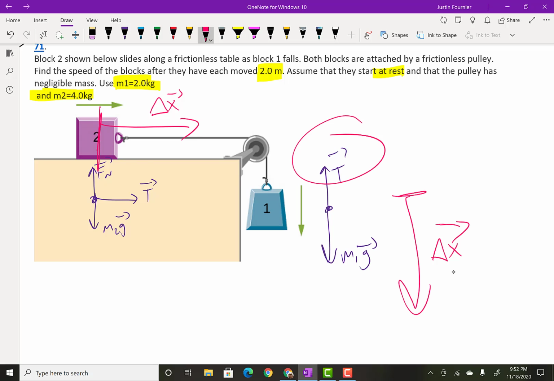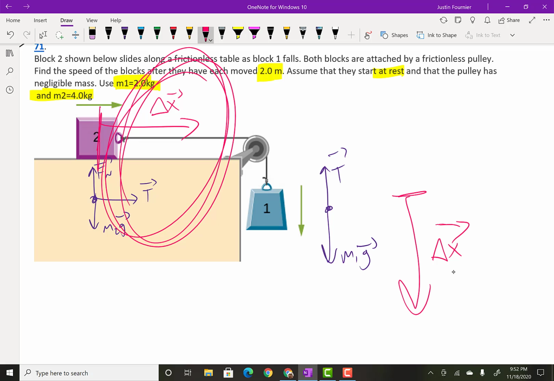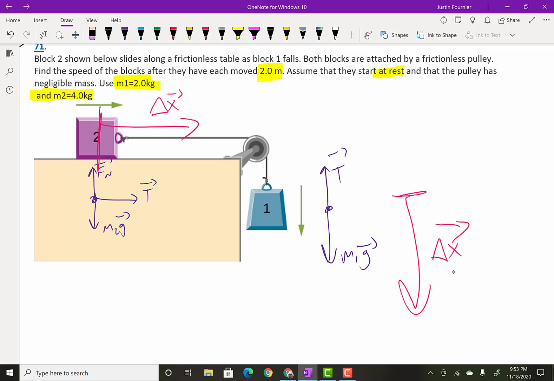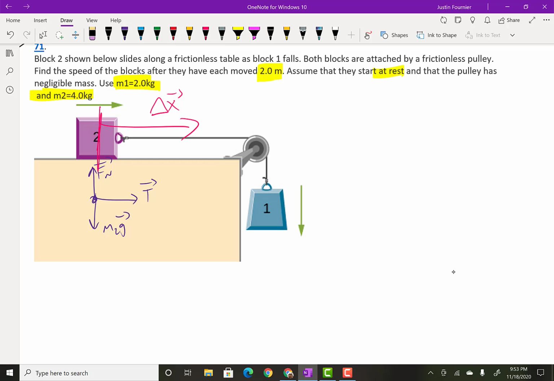So the tension forces are the same. We know this because they're in the same rope, it's a massless pulley, etc. We've done this multiple times. But here, the work done by the tension force, which is a non-conservative force, is positive with this displacement. The work done by the tension force here, they're pointing in opposite directions, so it's going to be negative. So basically the work done by the tension force on object 2 is opposite the work done by the tension force on object 1, and they cancel out, so I don't need to worry about the work done by the tension force.